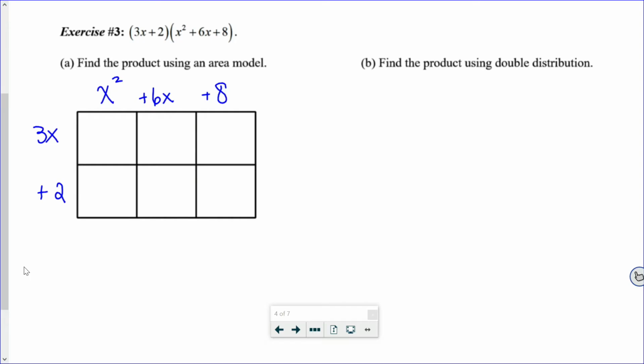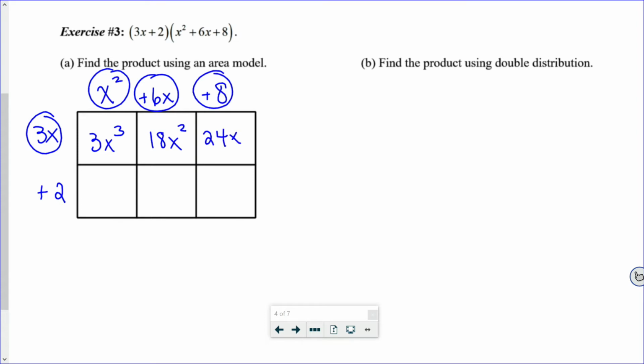And now we do the same thing we have been doing. I'll do 3x times x squared, which will be 3x cubed. I'll do 3x times 6x, which will be 18x squared. And I'll do 3x times positive 8, which will be 24x. Then I'll do 2 times x squared, which is just literally 2 times x squared. Then I'll do 2 times 6x, which is 12x. And then I'll do 2 times 8, which is 16.